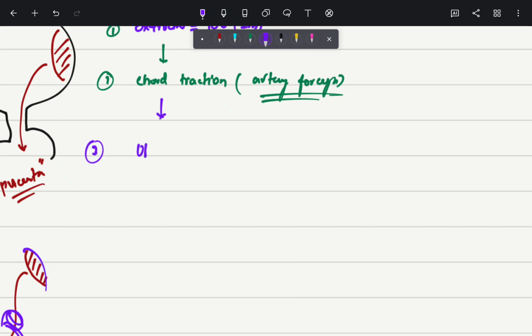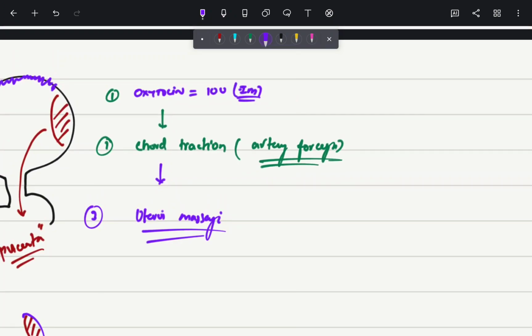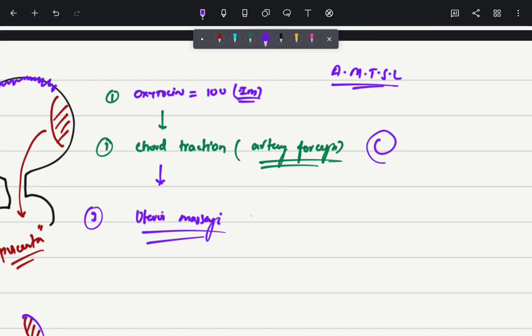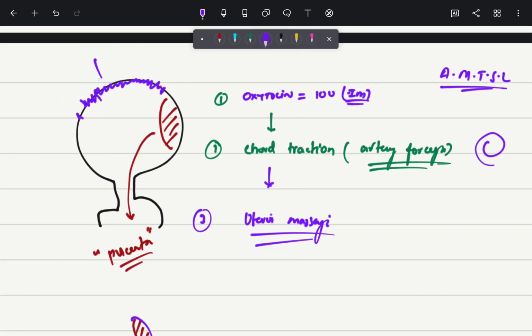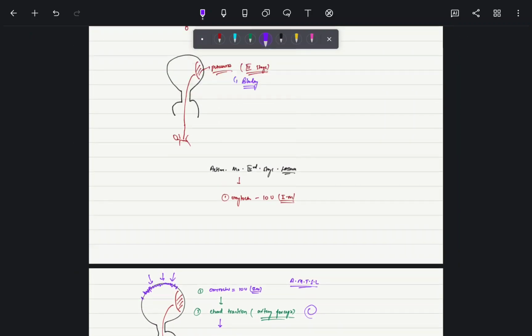And finally we will do the uterus massage. Okay, so first thing in the active management of third stage of labor is we give oxytocin 10 units IM. Next we do cord traction, that is through artery forceps, and we will rotate it. We will rotate the umbilical cord so the placenta will come along with it. Finally we will massage the uterus. Okay, so that was about it. Thank you guys.